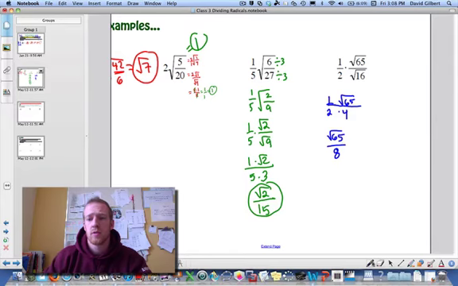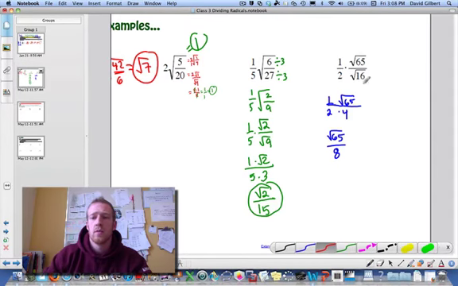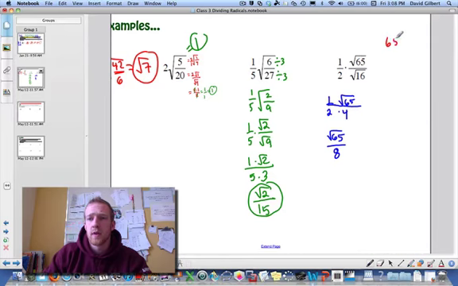Now I still got to deal with root 65. Let's see if that's reducible or simplifiable. So 65 is a product of 5 and 13, which they don't break into anything else. So there's no two numbers to pull out, so root 65 over 8 is as simplified as possible.